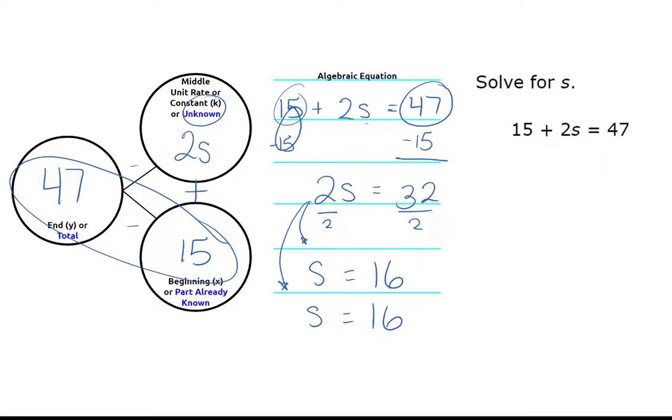Guys, this is the basic form of two-step equations using number bonds. Check out the other videos that I'm going to post for you that deal with different ways that two-step equations can look, multi-step equations can look, distributive property can look.